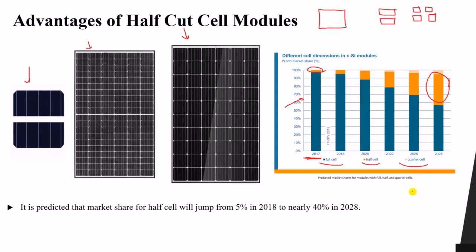Okay, so in this lesson we discussed the shading effect in PV systems, and we discussed how to solve this problem, and we also discussed the half-cut cell technology.